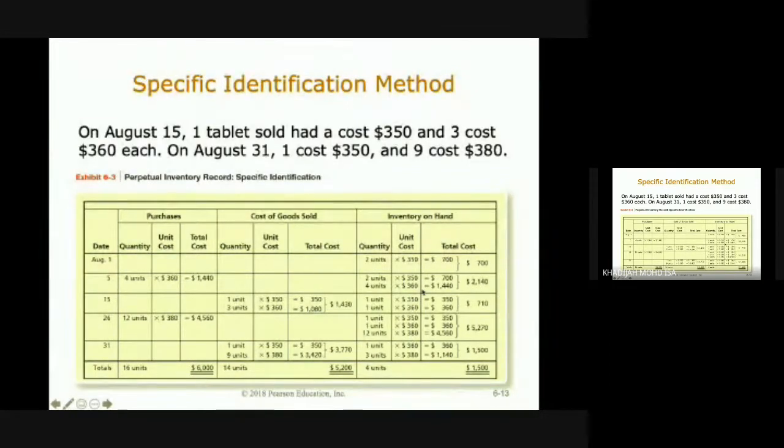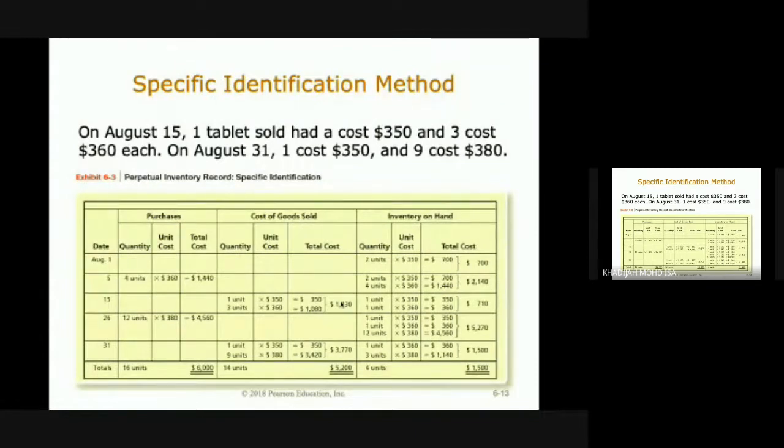Okay. And then when you sell, cost of goods sold, when you sell on the 15th, it's clearly said that on August 15, one tablet sold had a cost of 350 and the other 3 cost 360. So you sell 1 unit that costs you 350 and another 3 units cost you 360. So from here, you have a total cost of 1430. So this is what we say is very specific. It tells you the cost of the goods that you sell. Right? So it's good, because as long as you follow the information, you should do well.